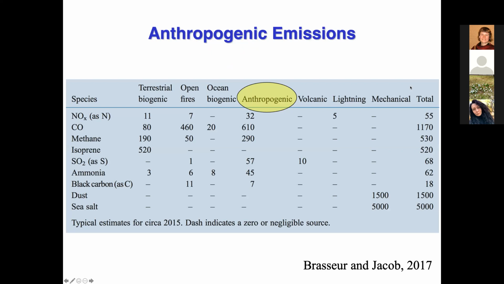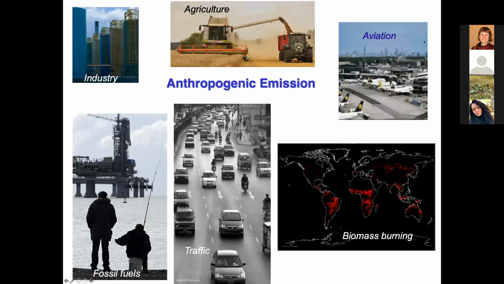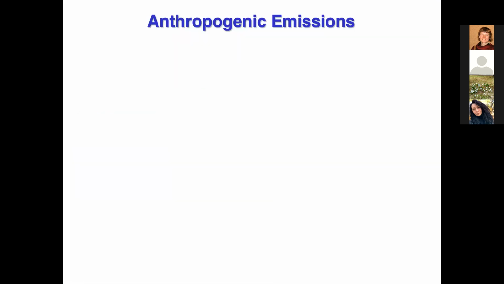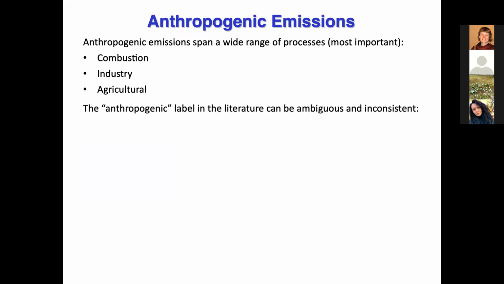Now let's go to the anthropogenic. And now we come to all this. We have the NOx, the CO2, methane, SO2, ammonia, and black carbon. Anthropogenic emissions are coming from everywhere, as we are aware of. They span a wide range of processes. Most important: combustion, industry, agriculture.